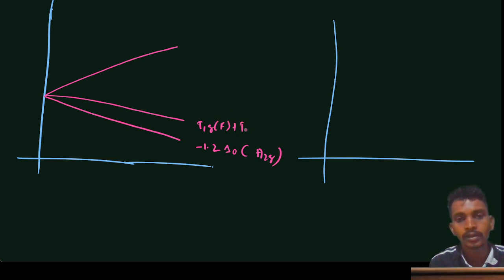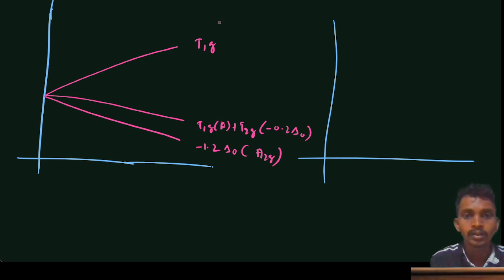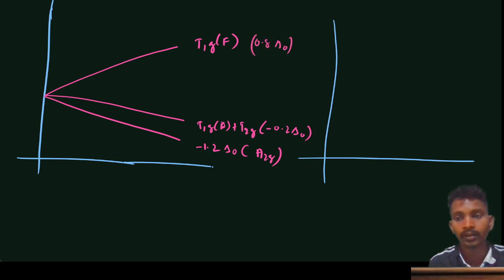F plus T2g, and this value we get as minus 0.2 delta naught, and this value we get for T1g. I think this is for T1g, this is P. T1g F, this we get as 0.8 delta naught. Okay, it's fine.